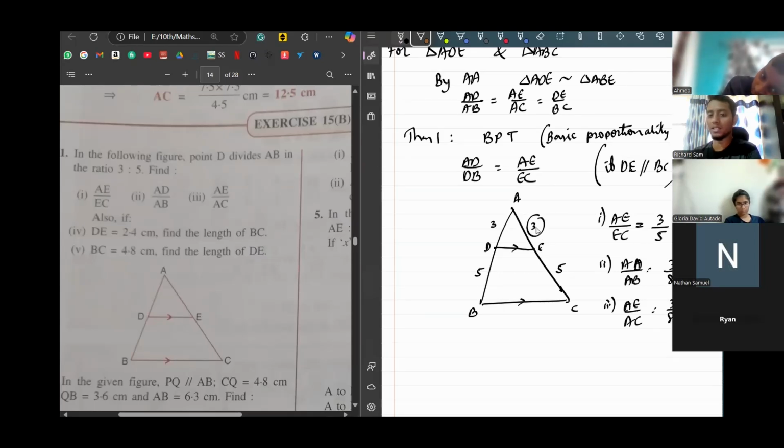The ratio is 3 upon 8. We can't say that this is 3 and this is 5. Just the ratio between these two sides is 3:5. Correct, no? Ratios are not like single values for each. If I say your age and my age is in the ratio 3:5, it doesn't mean 3 years old and 5 years old. The ratio is 3:5. So that is the first three.